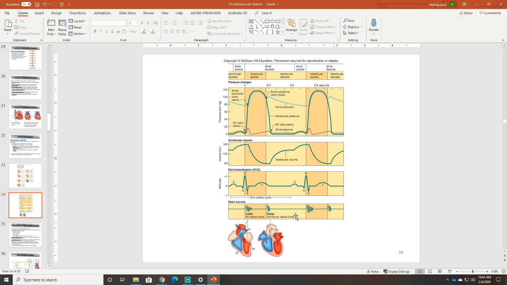All right, and then finally you can coordinate that with the heart sounds. Lub, that's the first sound, and that is associated with the AV valves closing, which you can see occurs right here. And then dup is associated with the semilunar valves closing, which is at the end of ventricular systole. Lub is at the beginning of ventricular systole. Dup is right after it ends.